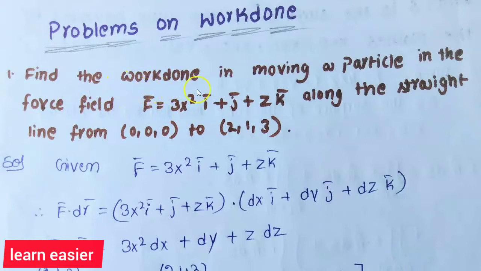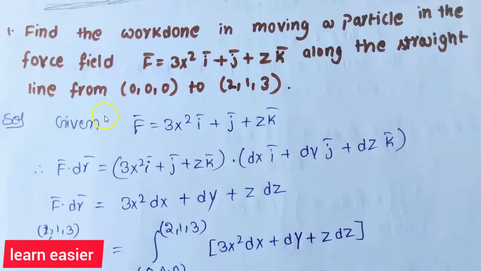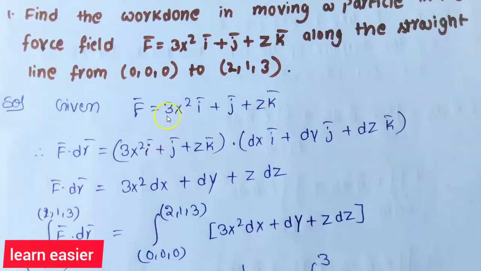So the work done in moving a particle in the force field F bar is the integral of F bar dot dr bar. So let's start the solution. Given F bar equal to 3x square I bar plus J bar plus zK bar. Here there is no need to convert F bar in terms of x or y, because the question doesn't give any curve. Here the only path is the line from (0, 0, 0) to (2, 1, 3).